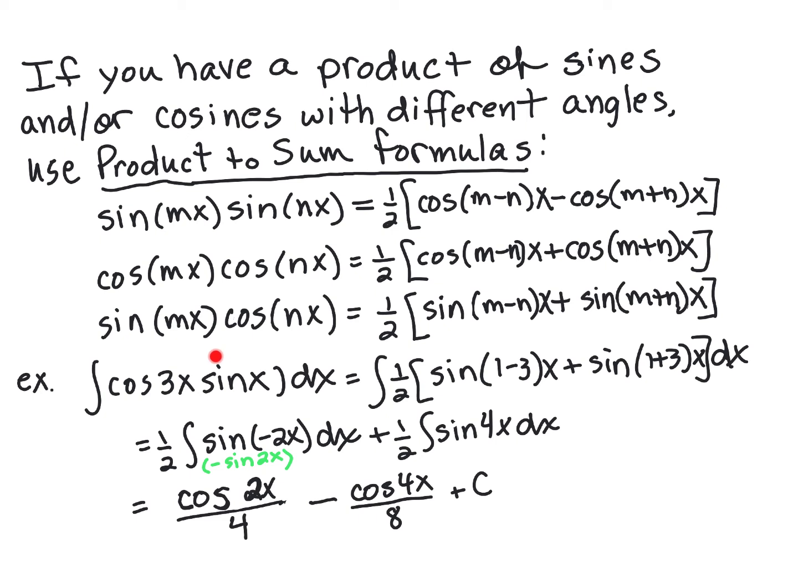Now, if I have a combination of sine and cosine, then my formula to replace it is going to be 1/2 sine of the difference plus sine of the sum. So notice that when the functions are the same function with different angles, we have all cosines in our formula. The product of sines gives me subtraction. Product of cosines gives me addition. But if I have a mixture, I have a mixture of sines with addition.